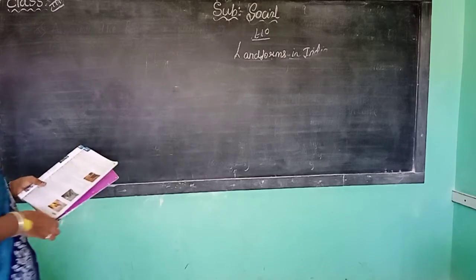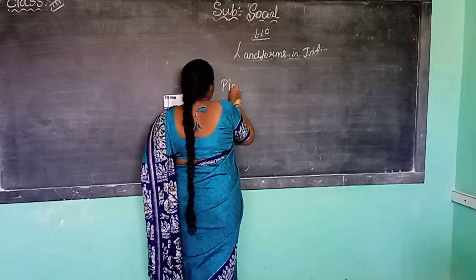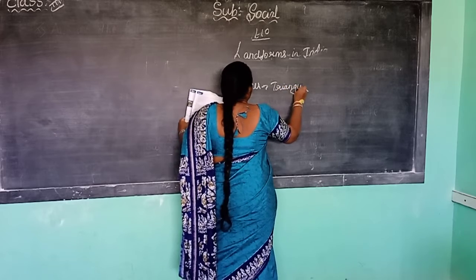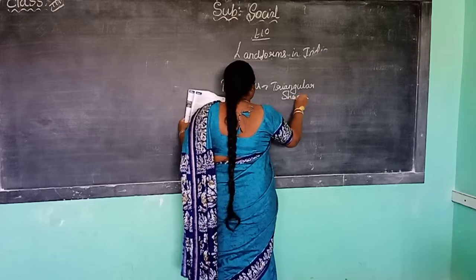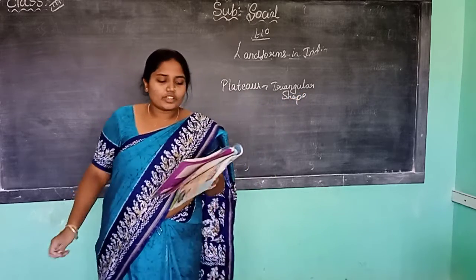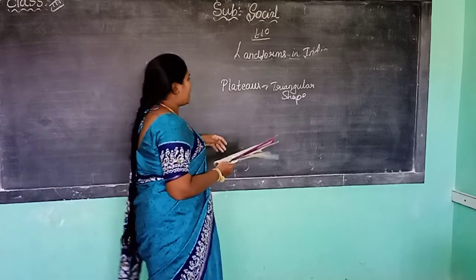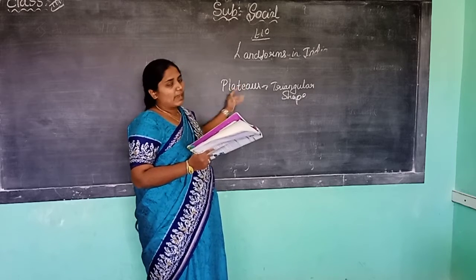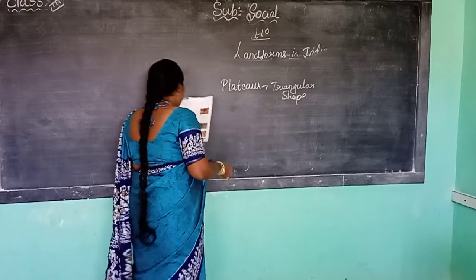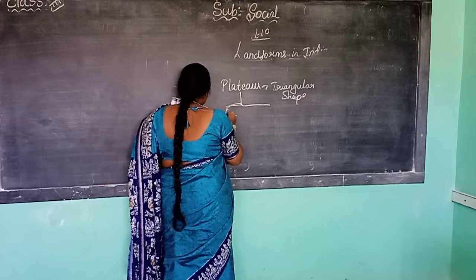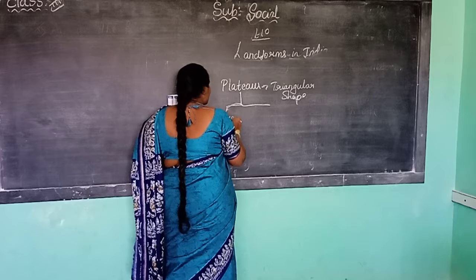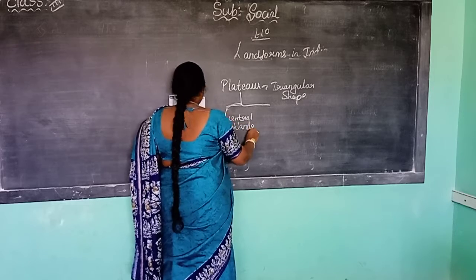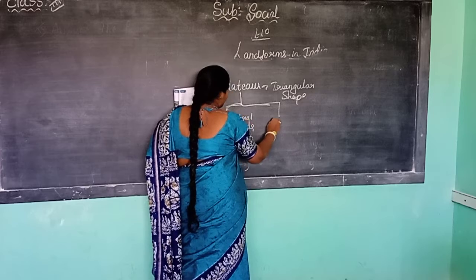So the plateaus are triangular in shape. The River Narmada divides them into two parts, the Central Highlands and the Deccan Plateau. So these plateaus are divided by the Narmada River into two divisions. Which are the two divisions? The Central Highlands and another one is the Deccan Plateau.